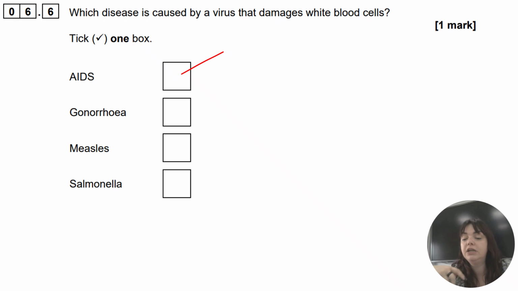Okay, gonorrhea is a sexually transmitted bacterial disease. Measles is a droplet infection virus. And salmonella is obviously food poisoning. Okay, so the only thing that damages white blood cells there is AIDS.